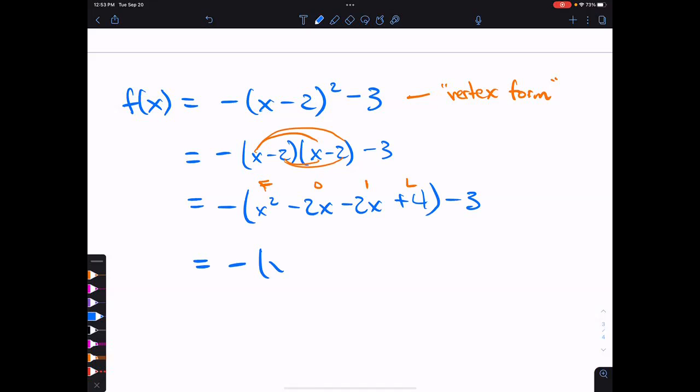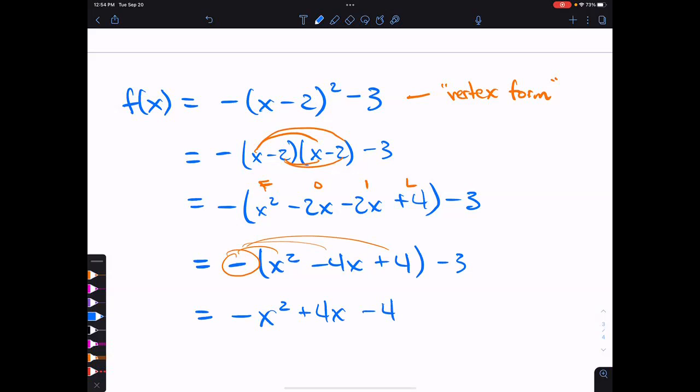Then we can combine those. Distribute. And then finally, combine like terms.